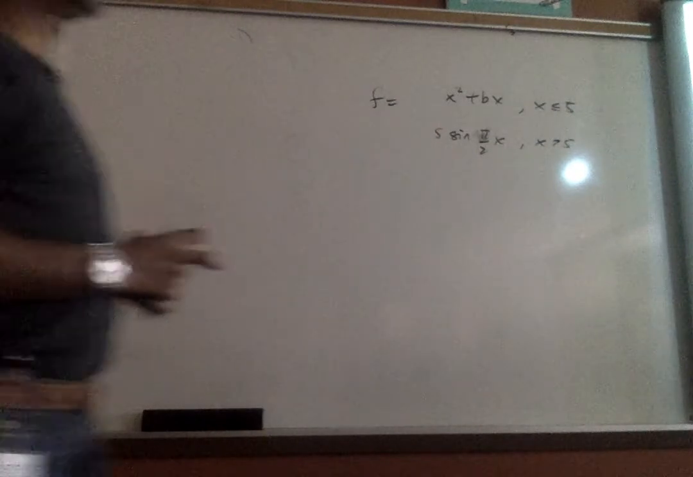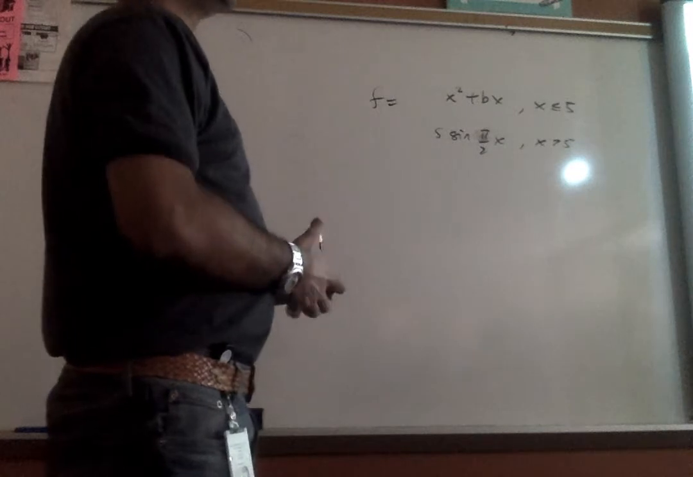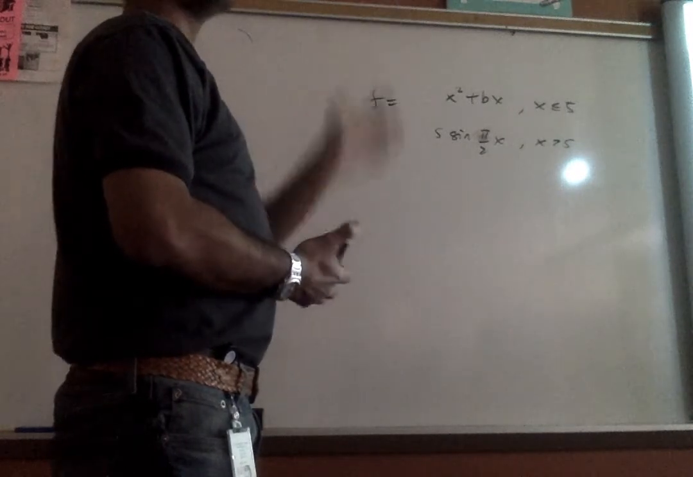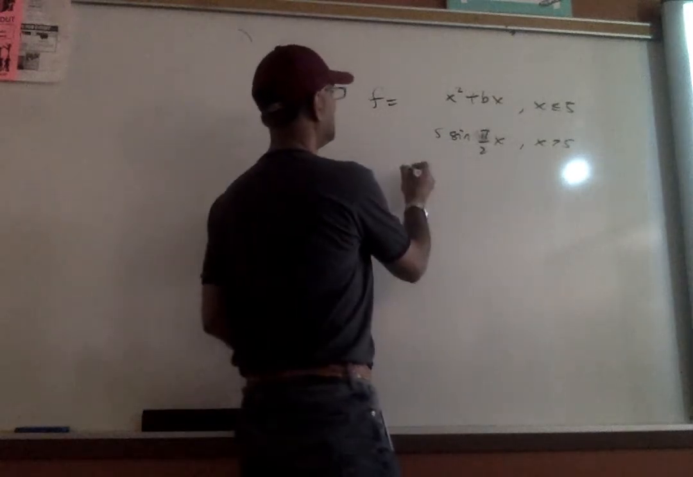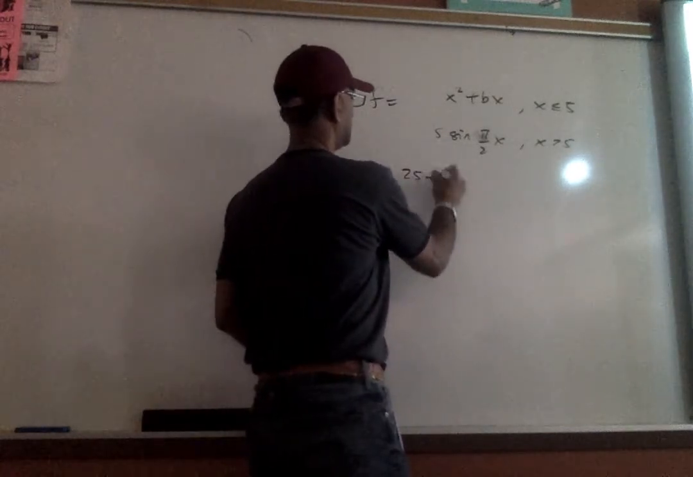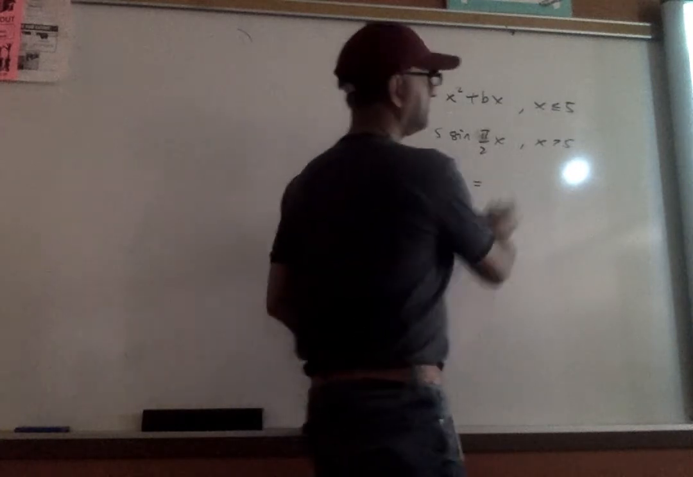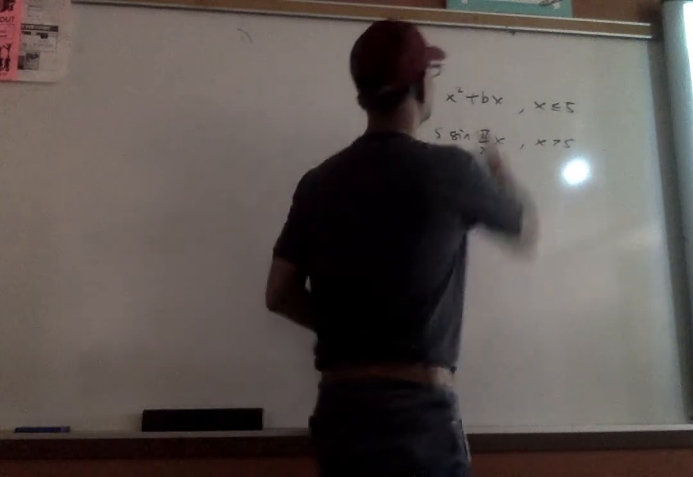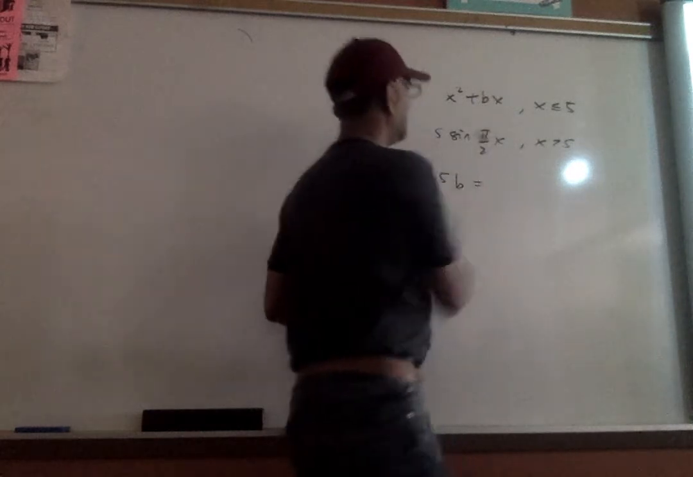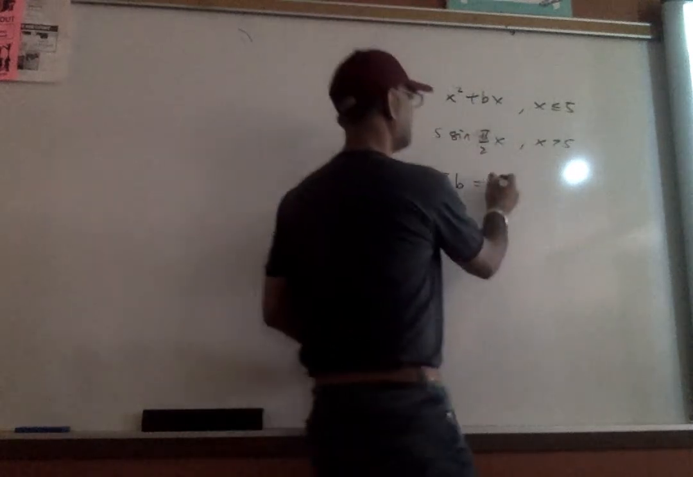Limit equals value. The limit is basically the left guy and the right guy, top guy and the bottom guy. Okay, so you can plug in 5. 5 squared plus 5b. And then the bottom guy is 5 sine 5 pi over 2, correct?